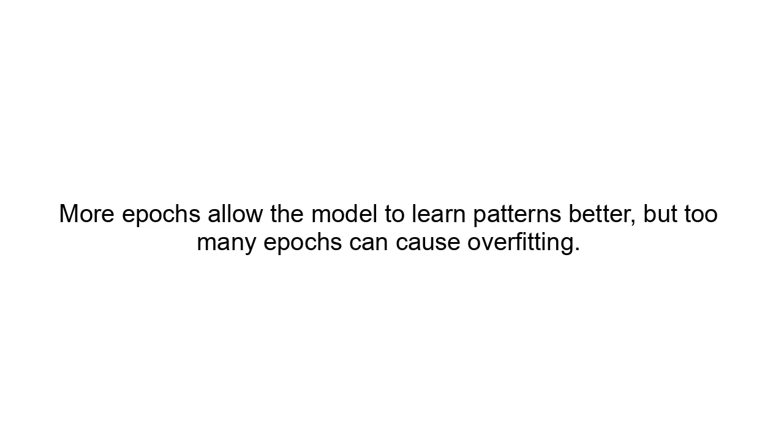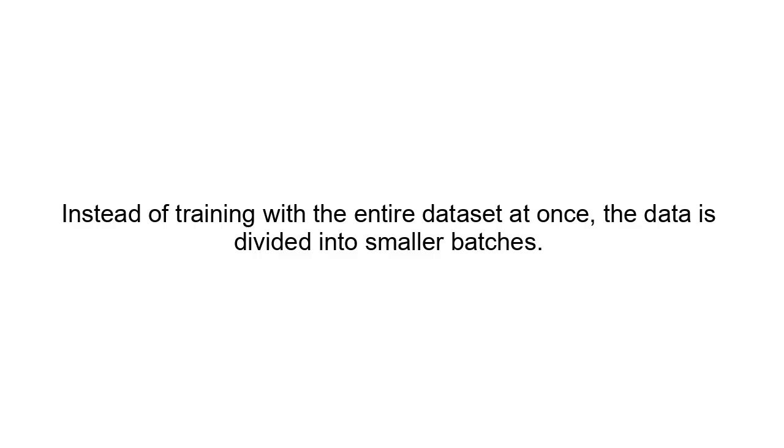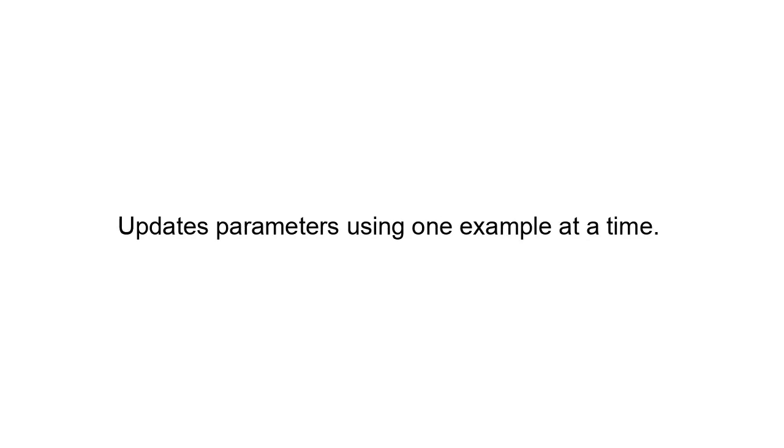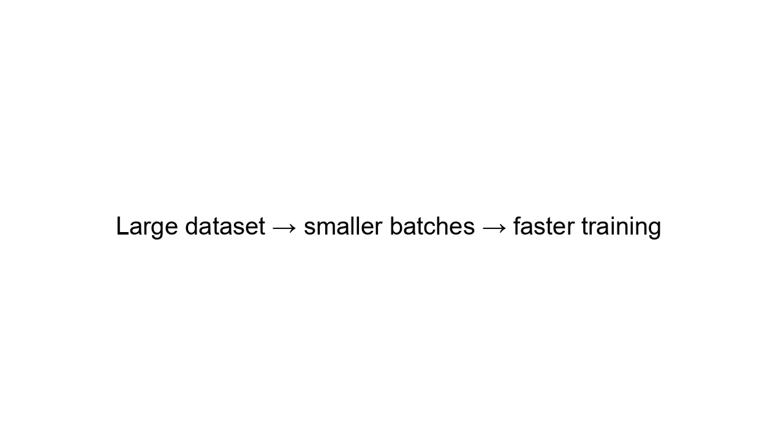Batch training. Sometimes datasets are very large. Instead of training with the entire dataset at once, the data is divided into smaller batches. Common approaches include batch gradient descent, which uses the entire dataset at once; mini-batch gradient descent, which uses small groups of data; and stochastic gradient descent, which updates parameters using one example at a time. Example concept. Large dataset, smaller batches, faster training. Mini-batch training is widely used in deep learning.